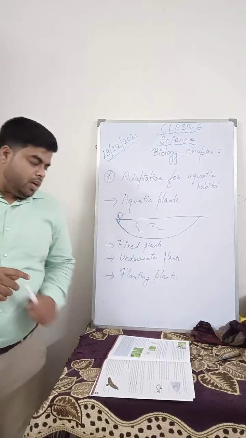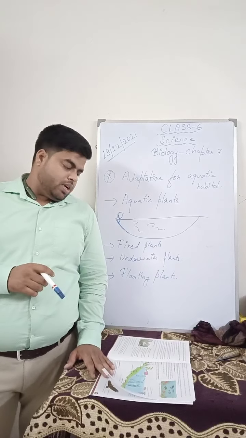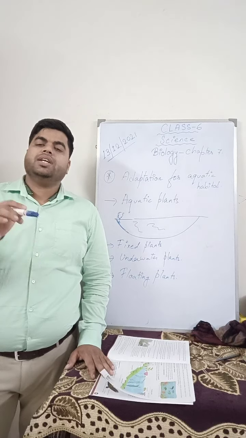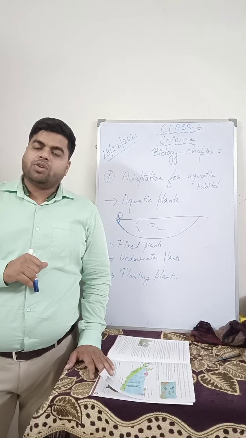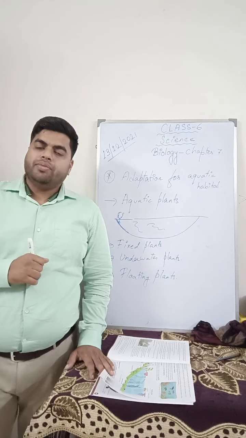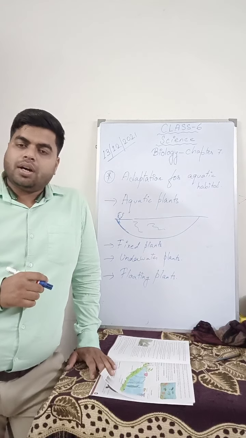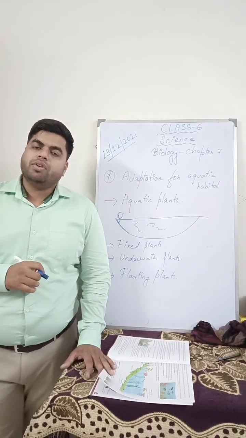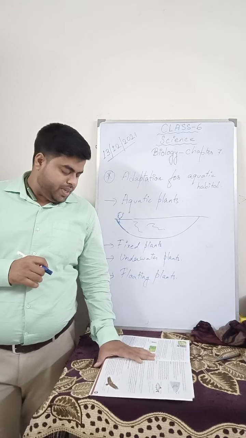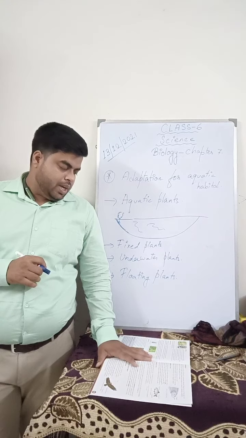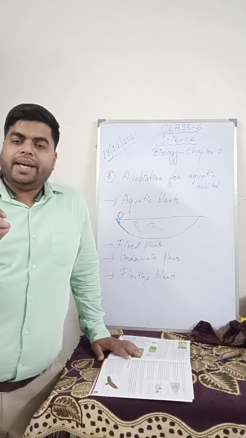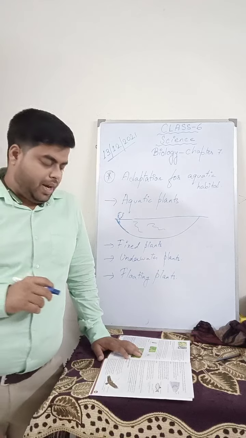So I hope, children, all of you understood these aquatic plants. Aquatic plants are those plants which live in water. There are different types of aquatic plants. For example, emergent plants, then fixed plants, then underwater plants, and finally floating plants. So children, after watching the video, please read the paragraph, then it will be easy for you. And remember, you have to learn the example of each type of plant.